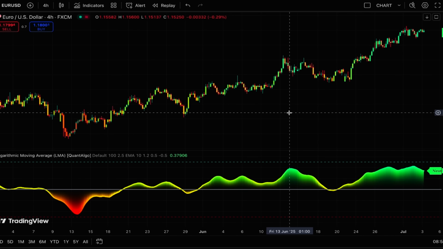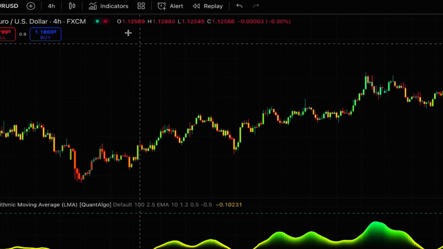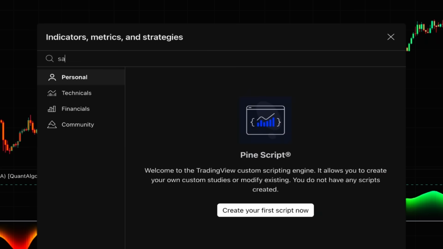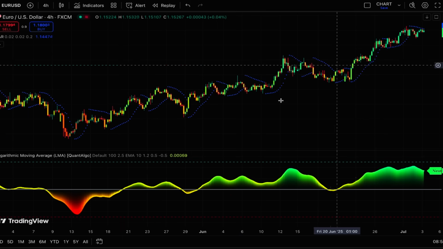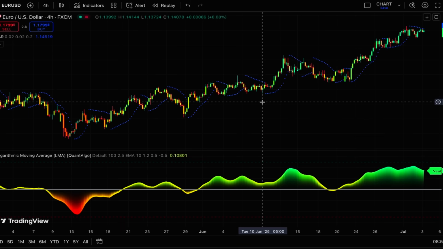We need to add another indicator. So here we click on indicators and we search parabolic SAR. We add this one, which is a built-in indicator on TradingView platform. We're going to use this indicator with default settings, and we're going to use it for finding buy-sell signals. Let me teach you how you can use this setup for finding trading opportunities.